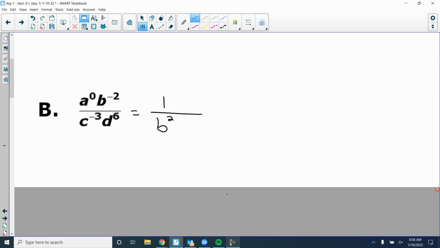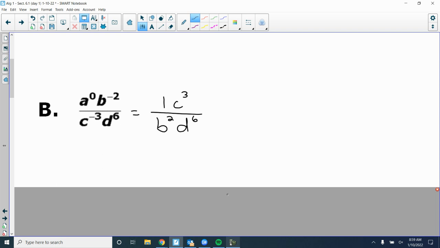Now I look in the bottom. I got c to the negative third. That's a negative exponent. To make it a positive, you move it where? To the top. So that becomes c to the positive third in the top. Once you move it, it changes signs. D to the sixth, it's already positive. Leave it where it's at. So anything positive stays. Anything negative needs to move.